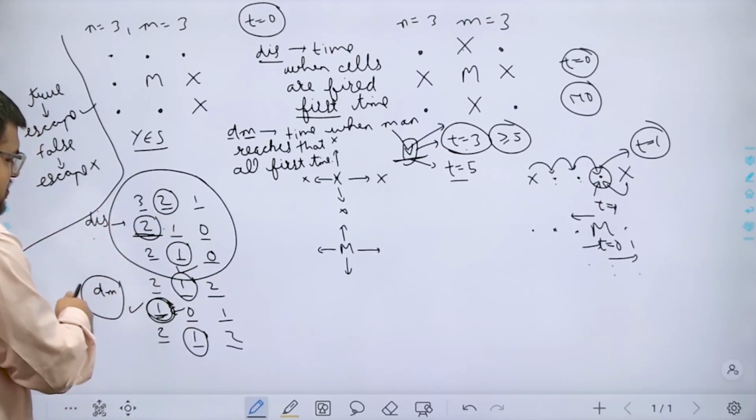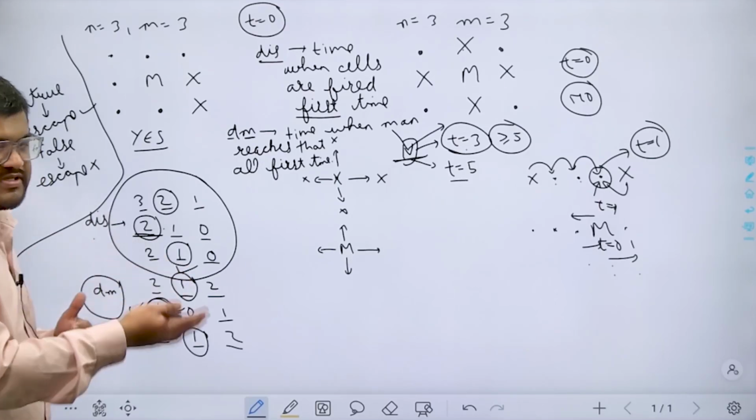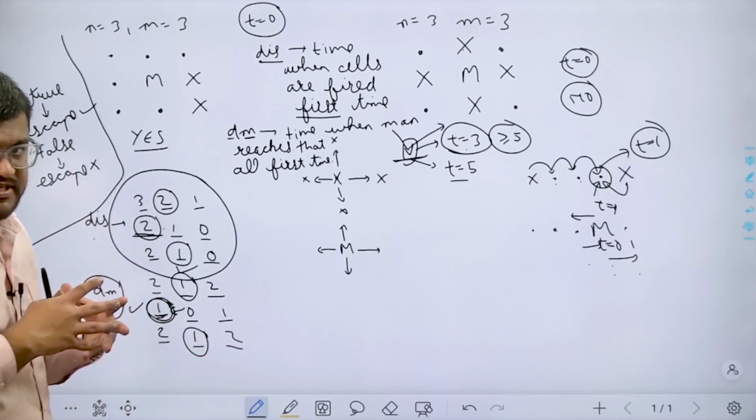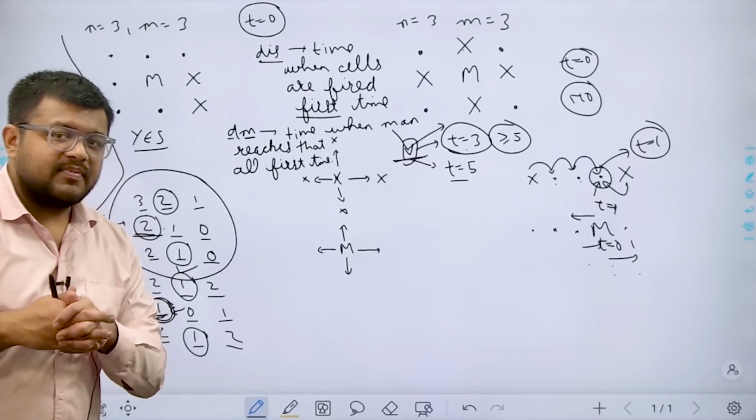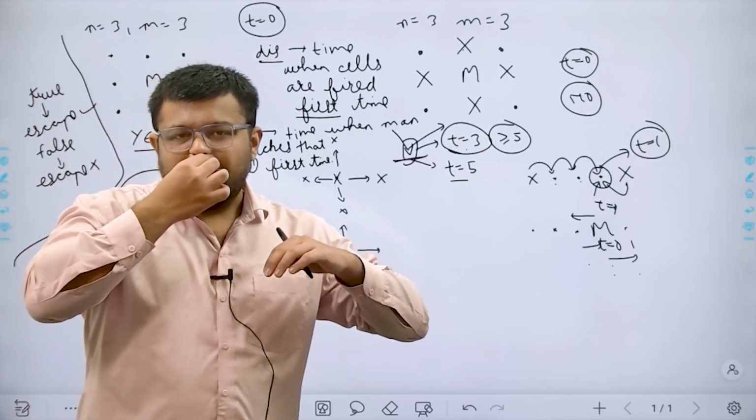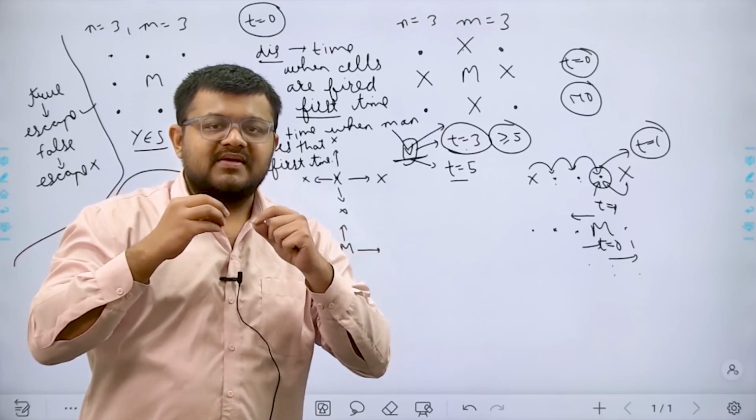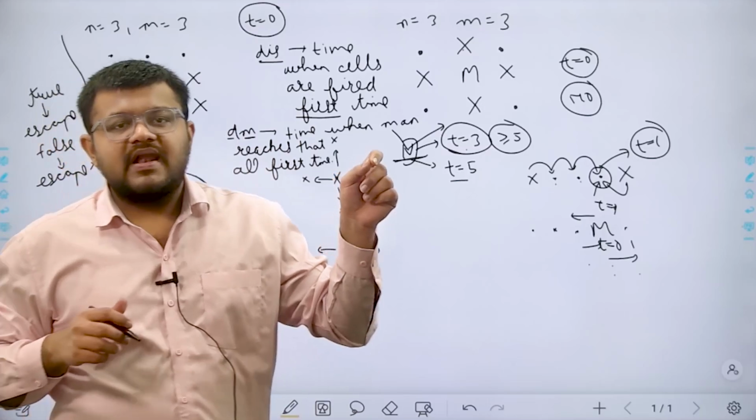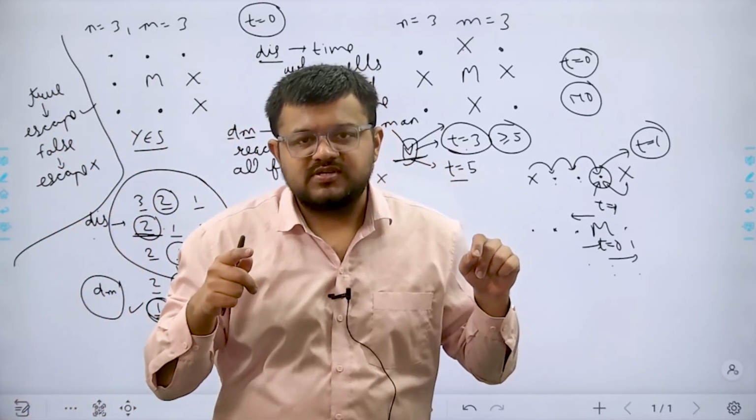And during this process, if I am able to reach any of the border cells, then it is safe. Also, one more thing: since we are talking about implementation, this is basically the concept. How will we implement it? What I can do here is use a queue where initially I will push all the elements which were fired at t equal to 0.